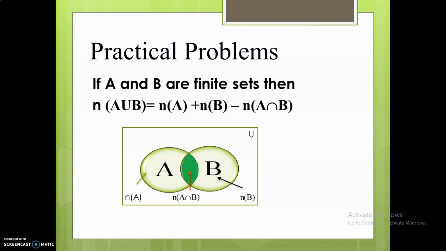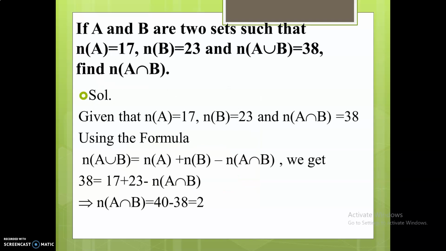Then let's start with some practical problems. If A and B are finite sets, then cardinality of A union B is equal to cardinality of A, cardinality means order, plus cardinality of B minus cardinality of A intersection B. As you can see from the figure also, you can easily see from there, from the arrows. So here you can conclude that cardinality of A union B is equal to cardinality of A plus cardinality of B. You have to subtract cardinality of A intersection B, क्योंकि A intersection B की जो cardinality है वो 2 बार काउंट हो रही है.